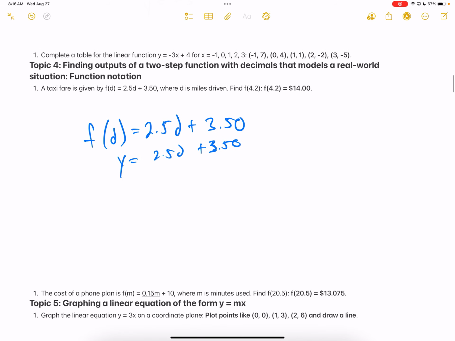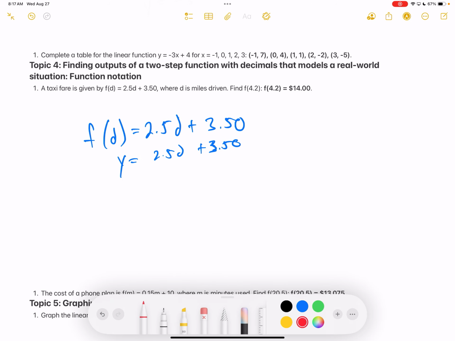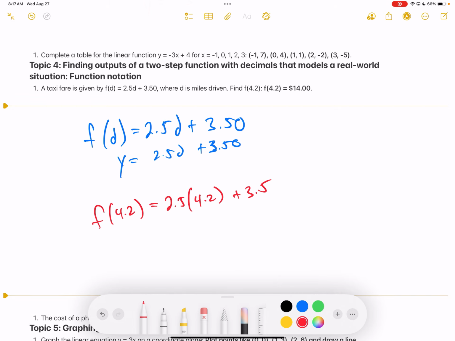Whatever is inside the parentheses, we're going to plug in for d. So I took 4.2 in there. I'm going to get a calculator for that. 2.5 times 4.2 is 10.5. So that's 10.5 plus 3.5, so that is 14. So we inputted 4.2 miles driven, and we outputted $14 for our fare.